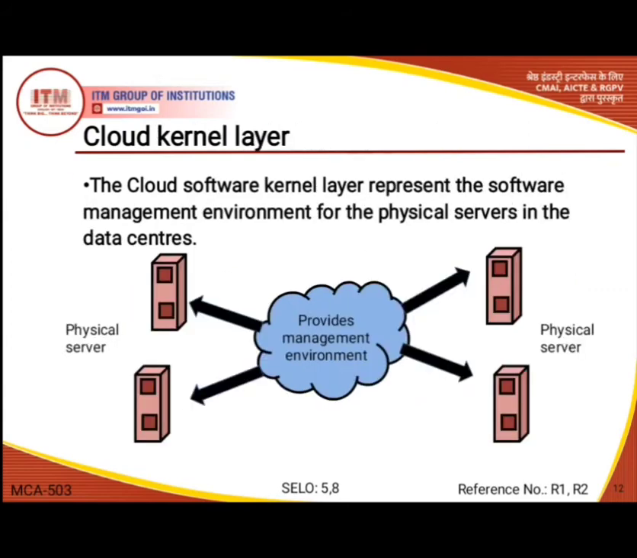Now the next one is the cloud kernel layer. The cloud software kernel layer represents the software management environment for the physical servers in the data center. Here you can see in this diagram how physical servers are related with this cloud, which is incorporated with the cloud kernel layer, and it provides the management environment.